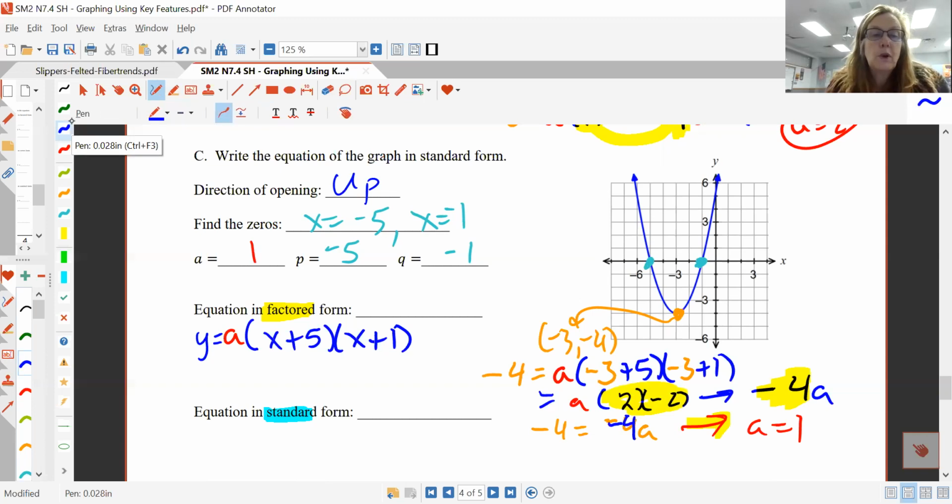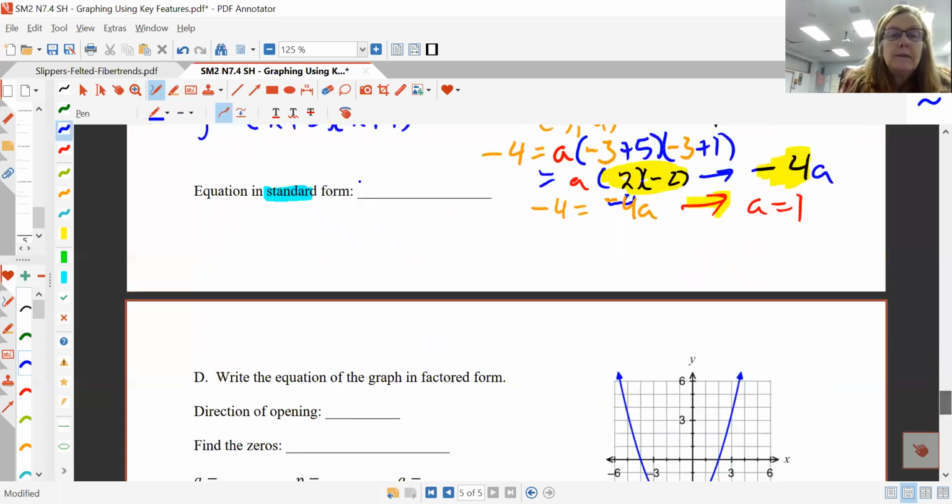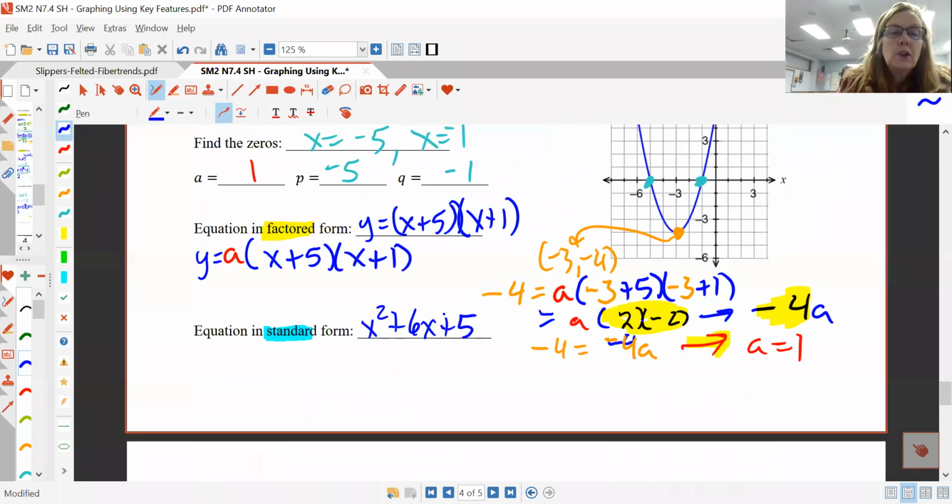All right, so A is 1, so my equation in factored form is y equals (x plus 5)(x plus 1). Goodness gracious. That's horrible. How do you get standard form? You take it and you multiply it. Wait, it's not 1, it's 5, I think. 5, yeah. So to get your standard form, you distribute, all right?